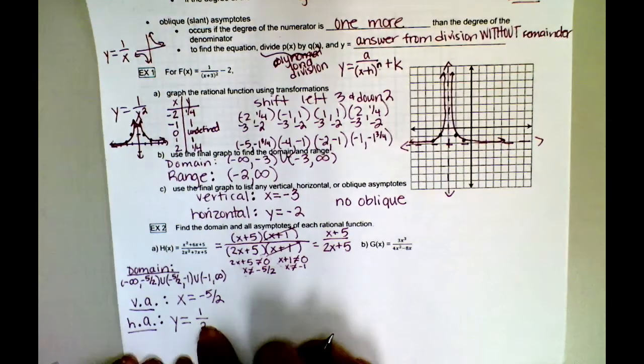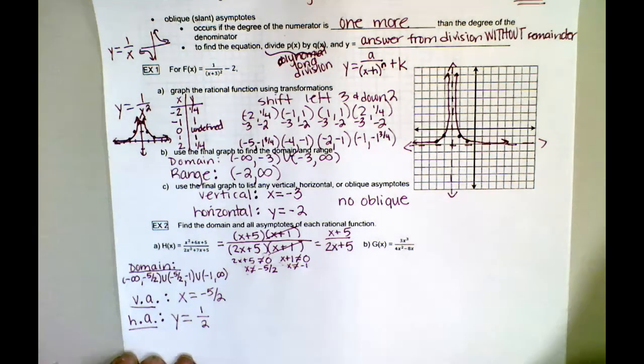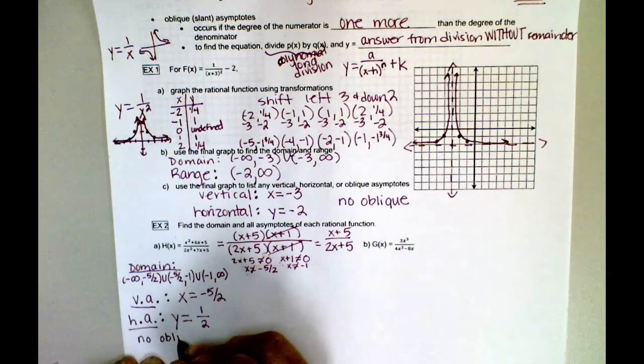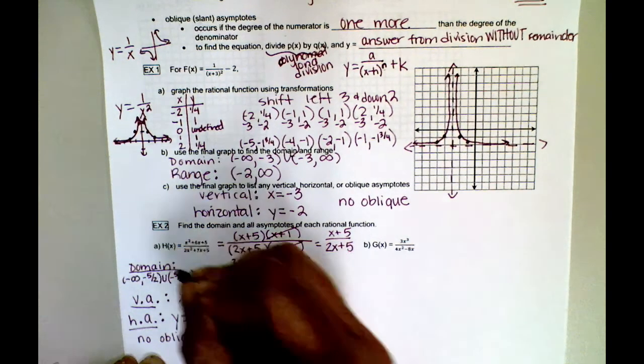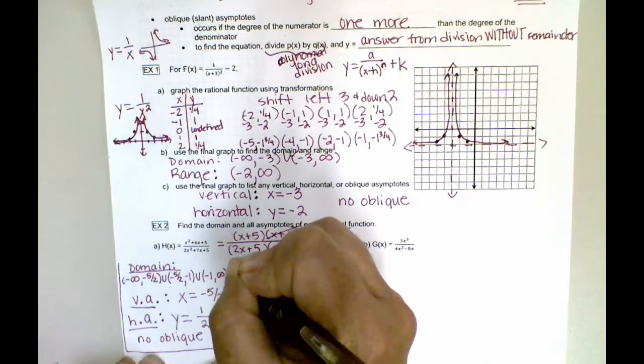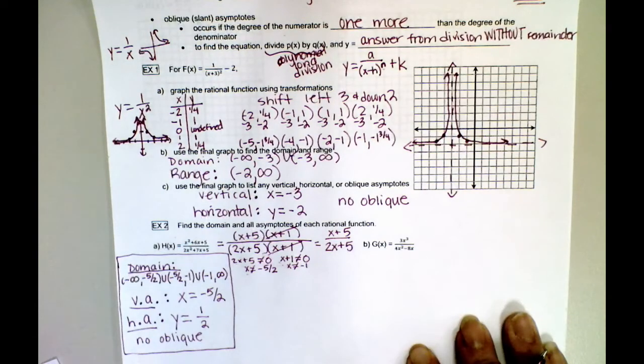Remember, if there's a horizontal asymptote, there is no oblique asymptote. So it just says find them. So we can write no oblique if you want. You don't really have to because there's nothing to find. But these are the key features that we're wanting to list.